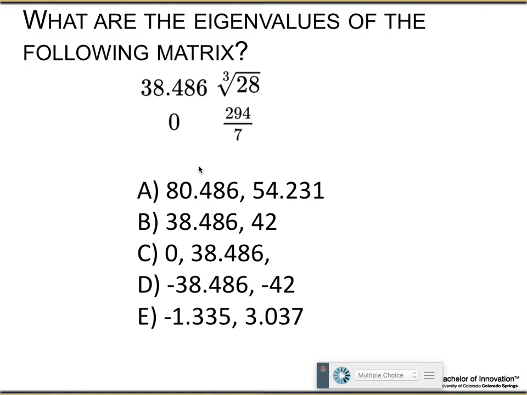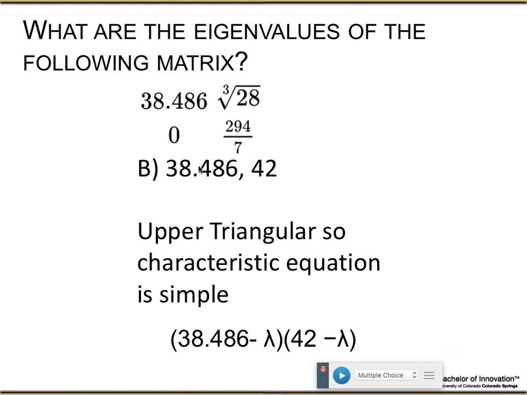Okay, the correct answer for this one was B. This is upper triangular, so the characteristic equation for an upper triangular or lower triangular matrix becomes pretty simple. If I have A minus lambda, B, C, D minus lambda, I get A minus lambda times D minus lambda minus BC. But when it's triangular, this goes away, and my equation equals 0. That tells me that A and D are the values of lambda that make this equation equal 0. I can just read off the answers.